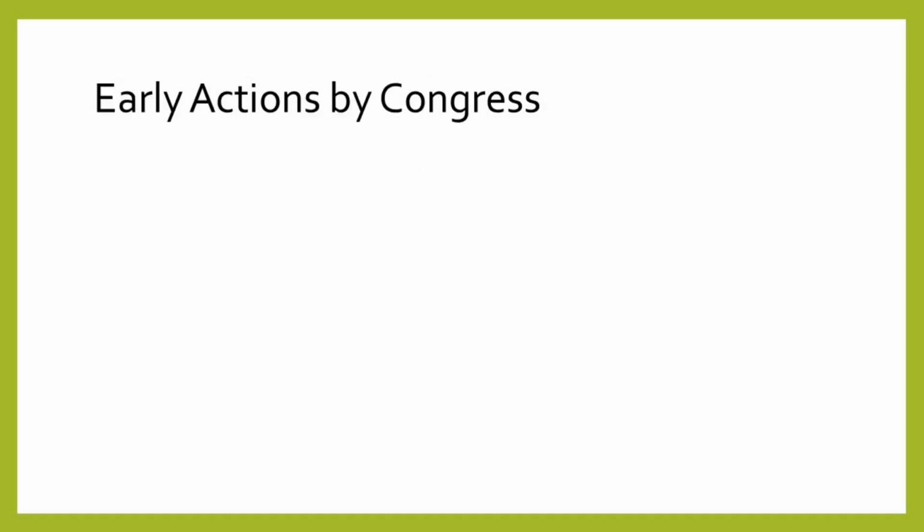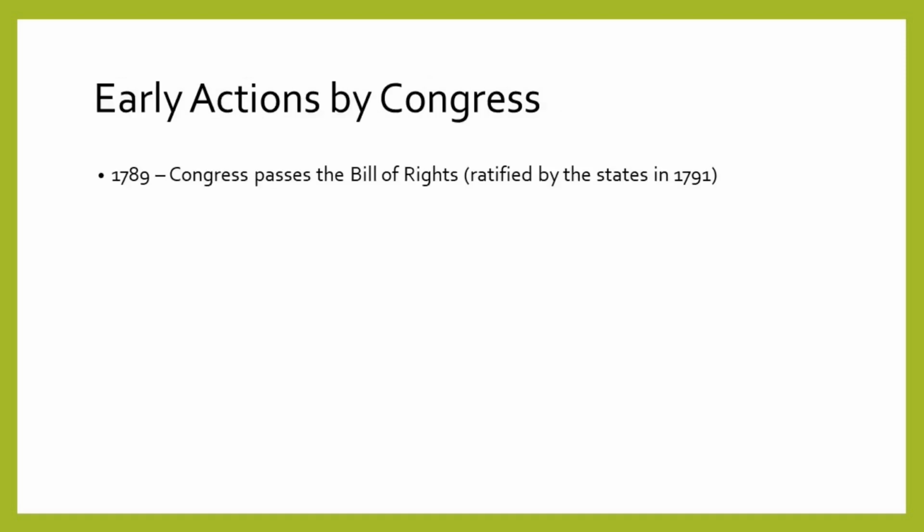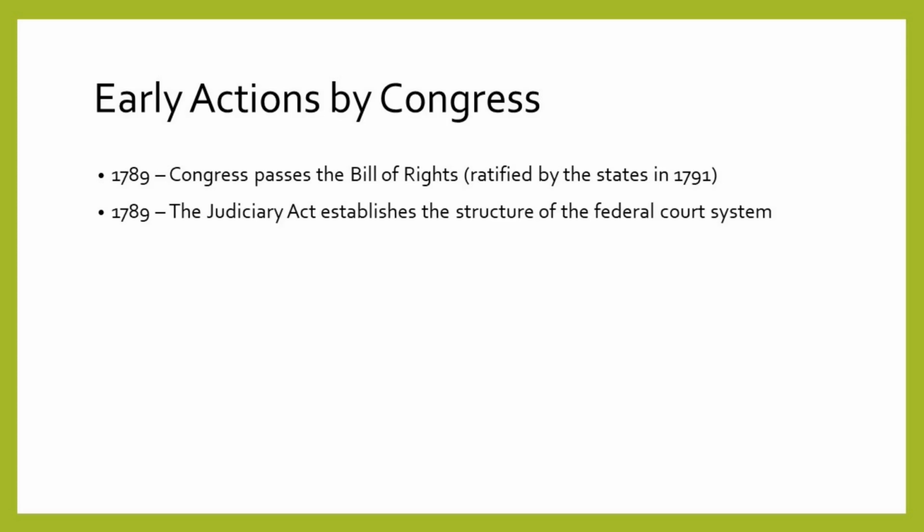True to their promise, Congress began the first term by creating the Bill of Rights. After that, they had to fill in a few more gaps that the Constitution had left open for them. The first one was setting up the structure of the federal court system, which they did in 1789. The second one didn't actually happen until a couple of years later, but I'm going to include it here.